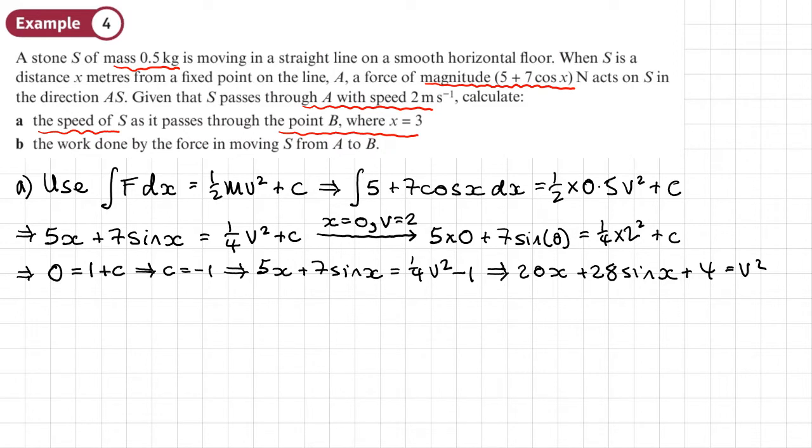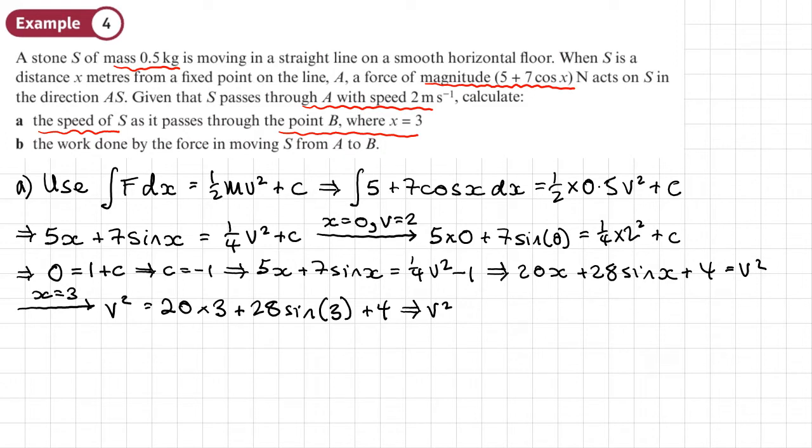So now I can substitute my value of x equals 3, and use that to work out what v is. So x is going to equal 3, so v squared will equal 20 times by 3 plus 28 times sine 3 plus 4. Let's see what that gives us for v squared. So that is 67.9513 and so on. We give the answer to 3 significant figures, so we're going to square root that.